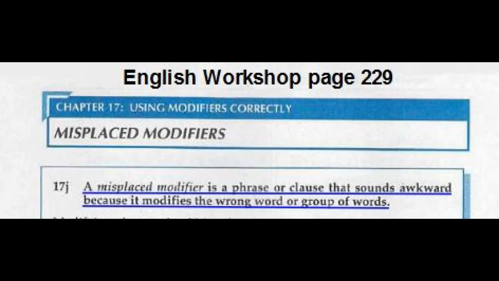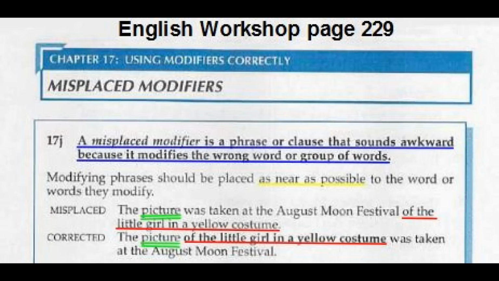A misplaced modifier is a phrase or a clause that sounds awkward because it modifies the wrong word or group of words. And so it needs to be replaced or actually transferred to another part of the sentence. That typically fixes the problem. So let's look at some examples now. Right below that definition, you'll read modifying phrases should be placed as near as possible to the word or words they modify. So let's look at this first misplaced example.